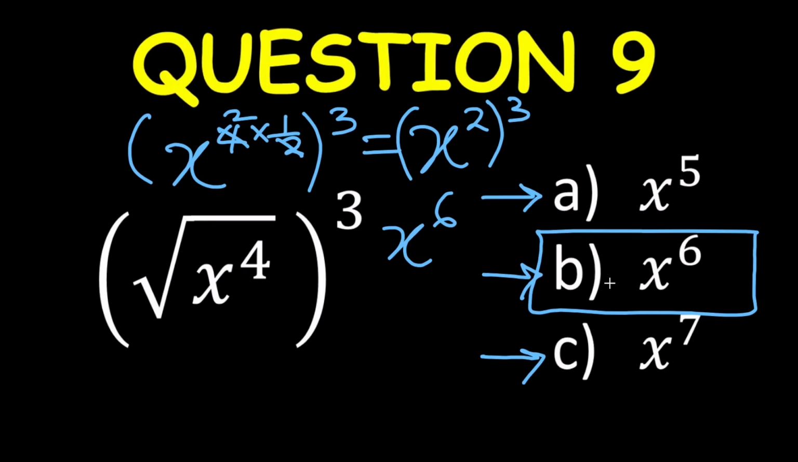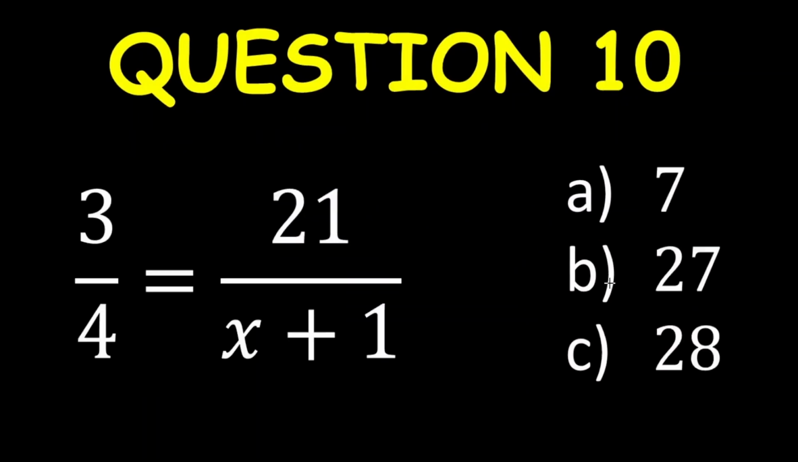The last question for this section is question number 10. 3 over 4 is equal to 21 all over x plus 1. The options are A 7, B 27, C 28. What is the correct option?